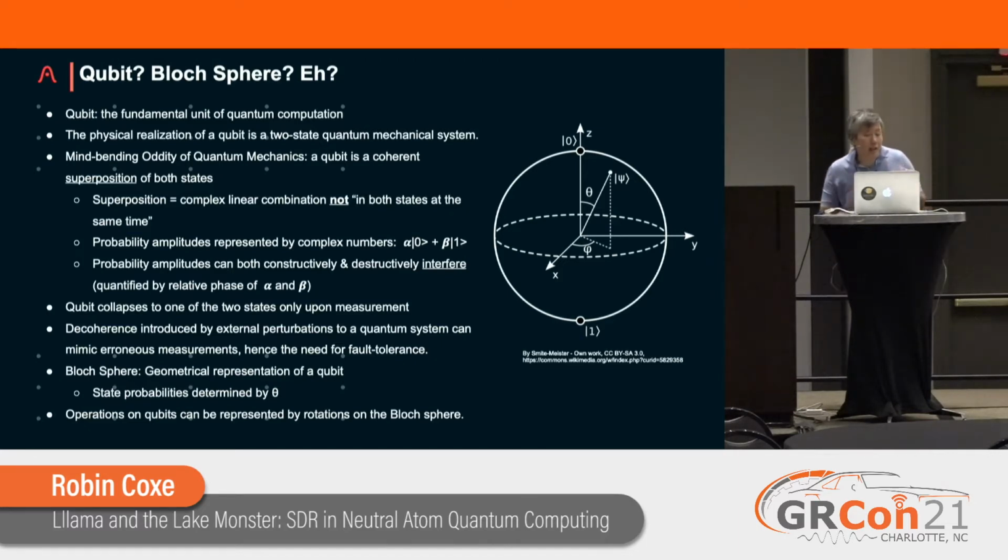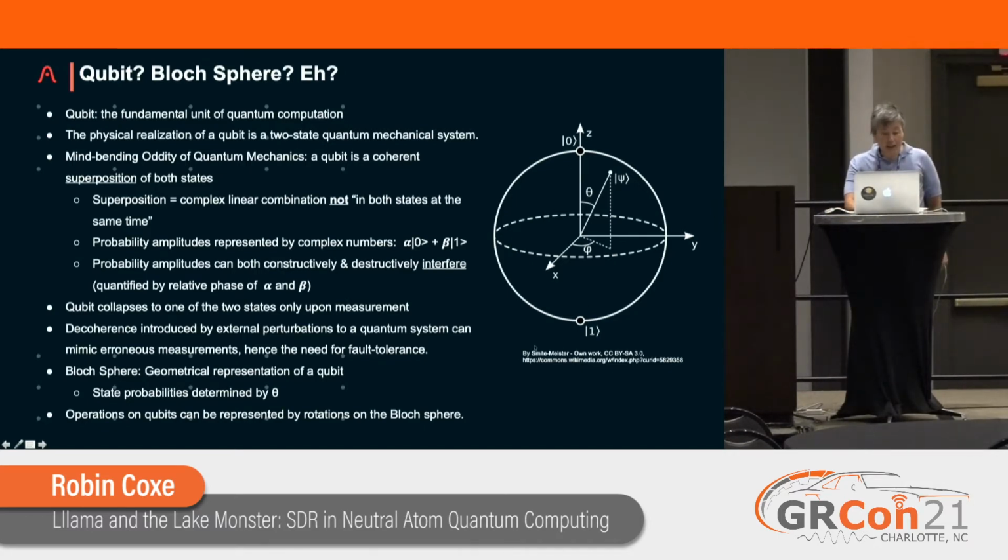This kind of complex linear combination is very precisely expressed mathematically in this notation: alpha associated with the 0 state and beta associated with the 1 state. These are called probability amplitudes, and they're complex numbers. Because they're complex numbers, they can both constructively and destructively interfere. The degree of interference is quantified by the relative phase of alpha and beta. And the qubit actually collapses to one of these two states, 0 or 1, only upon measurement.